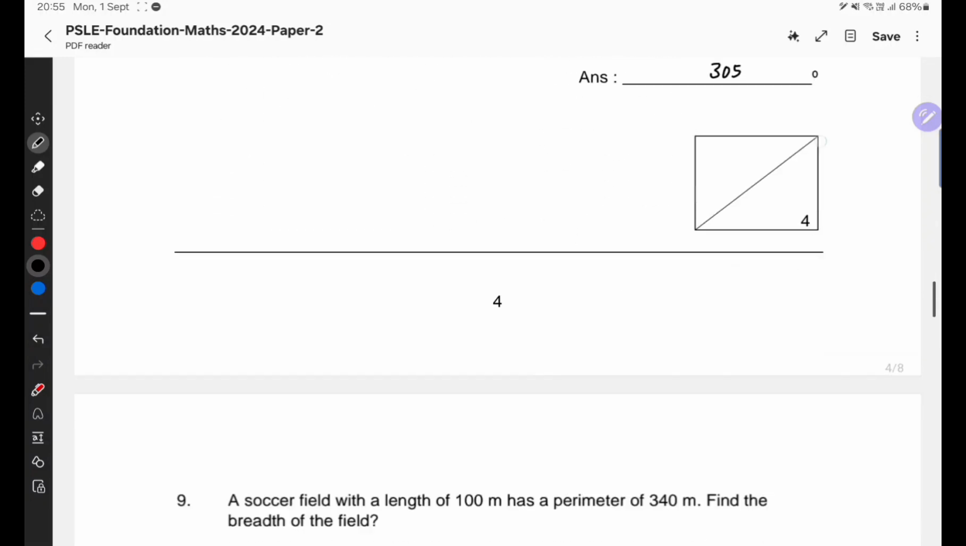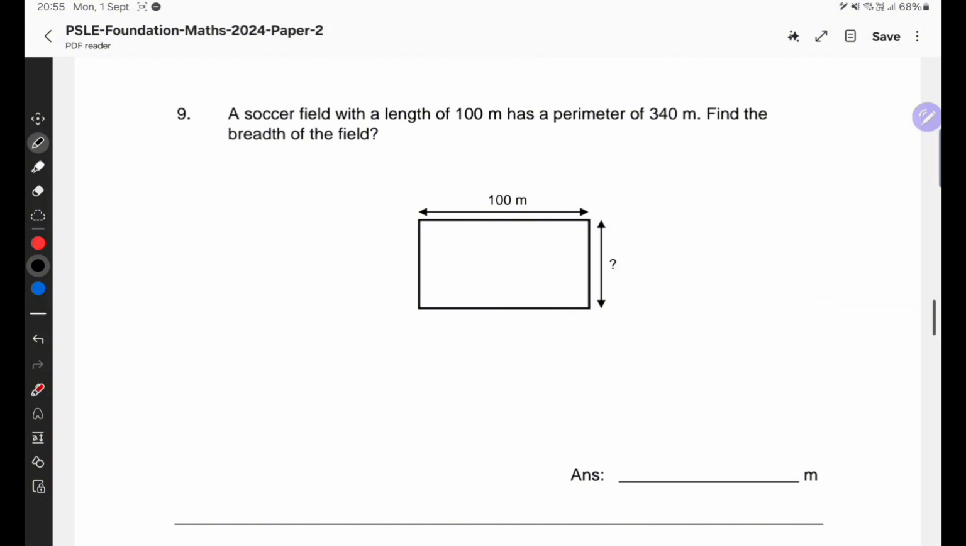Okay, moving on to question 9. A soccer field with a length of 100 meters has a perimeter of 340 meters. Find the breadth of the field. Okay, so we have a perimeter of 340 meters. This question is actually similar to your question 1. So perimeter, the formula is 2 times length plus breadth, or length plus length plus breadth plus breadth, whichever suits you better.